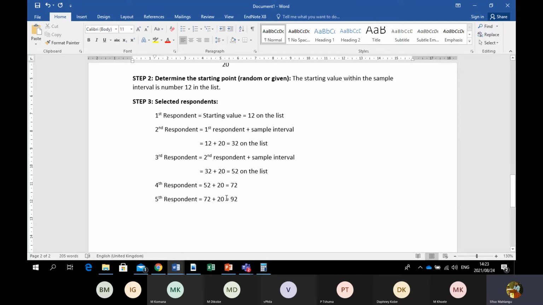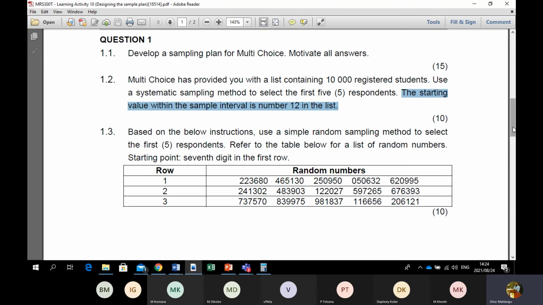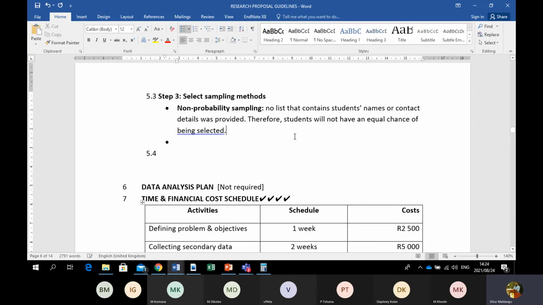But for you to select these respondents, you're going to need the list. So going back to our case study and practicality, we're going to stick to the instruction that was given to us, which indicates that you need to interview students face-to-face by visiting them at various institutions, as no list of contact details was provided. So in this case, they said we don't have a list, and that's why we use non-probability.